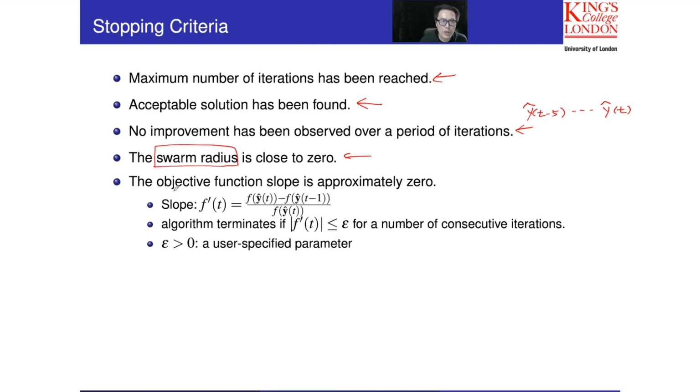Or we can compute the objective function slope. This is the slope: the cost of the global best solution minus the previous global best solution, divided by the previous one. We monitor this value for some consecutive iterations, and we define how many iterations we are going to monitor. If it is less than a chosen epsilon value larger than 0, then we stop. And in the next slide, I'm going to show you the swarm radius method.